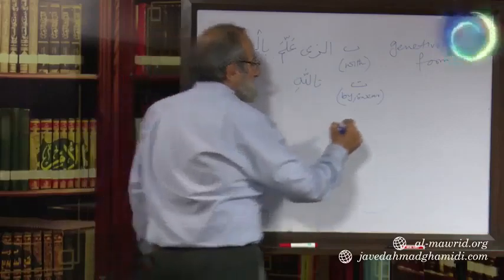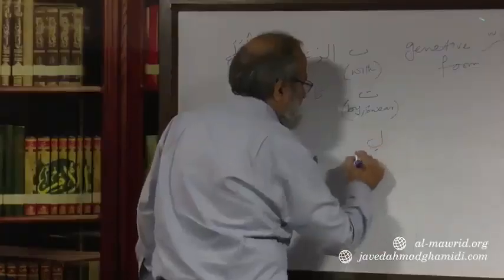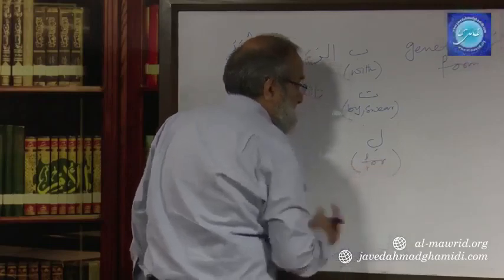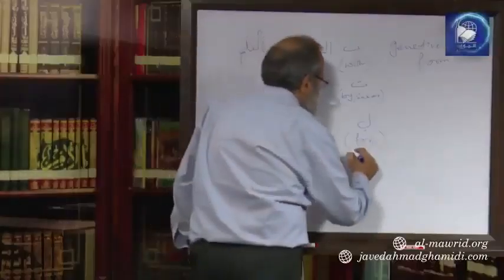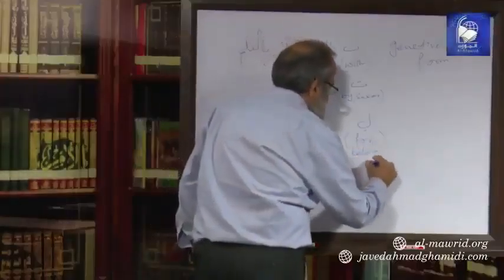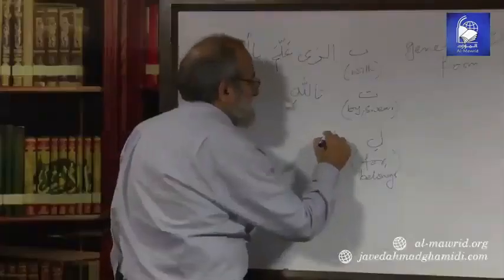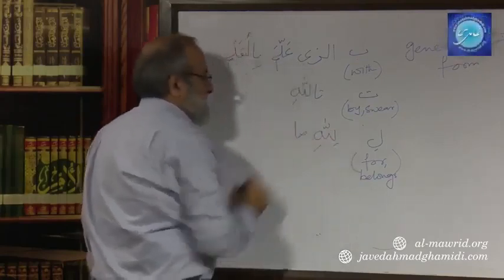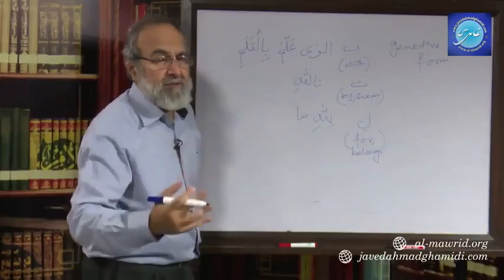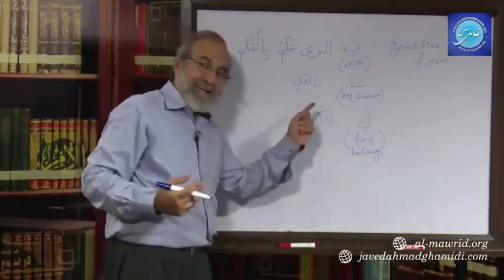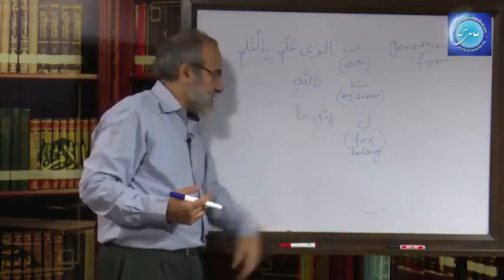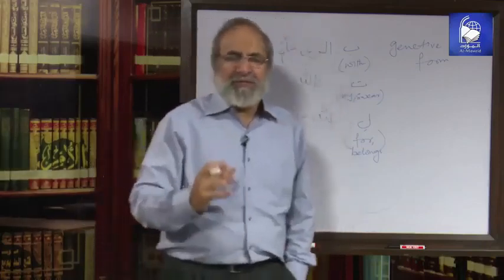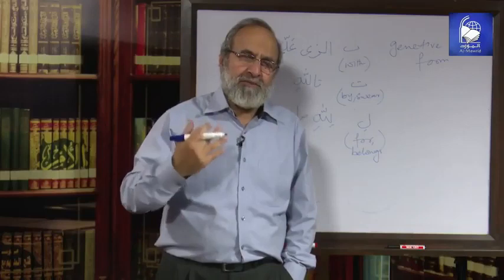Likewise, we have lam. It really means for. It's for him. Might say belongs. Lillahi ma fis samawati wa ma fil ard. For Allah is whatever is in the heavens or the earth, or to Allah belongs. So lam before Allah has caused Allah, the noun, to be in genitive form, in the Arabic form of jar.